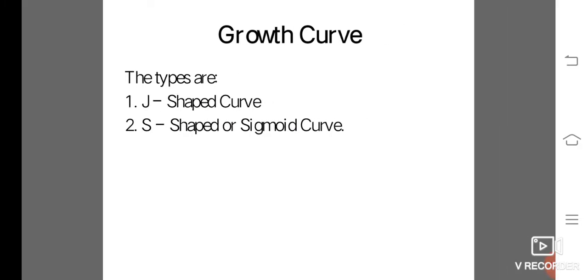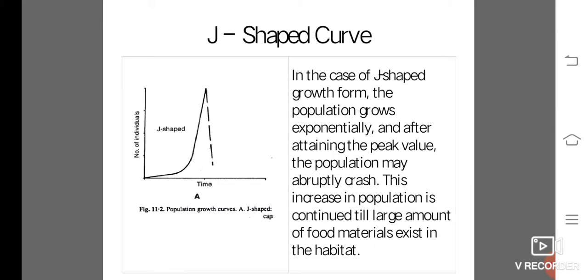The growth curves are of two types. One is J-shaped curve and another one is S-shaped curve or sigmoid curve. Now we will see what is J-shaped curve.